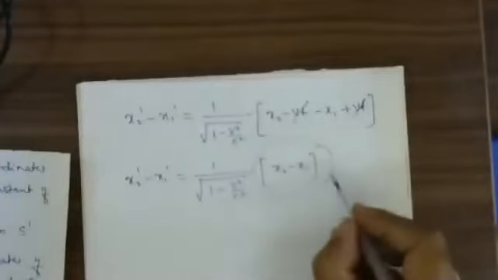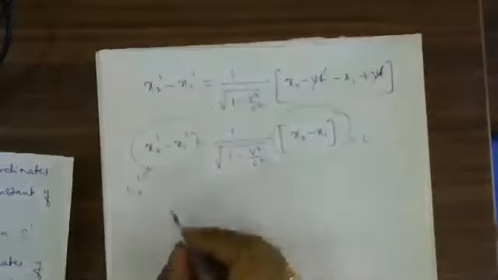x2 minus x1. But we are already aware of this. x2 dash minus x1 dash is equal to L0. This is called the proper length. x2 minus x1 is equal to L. This is called the relative length. Relative length is x2 minus x1. So this value is equal to L, and this value is equal to L0. I will do the substitution here.